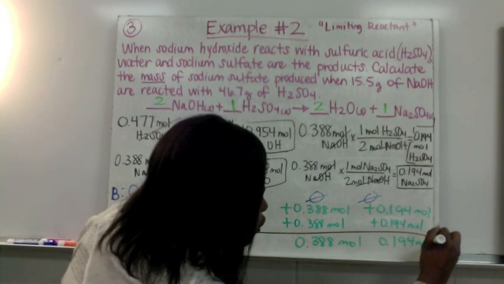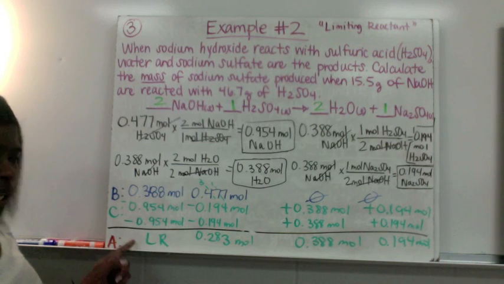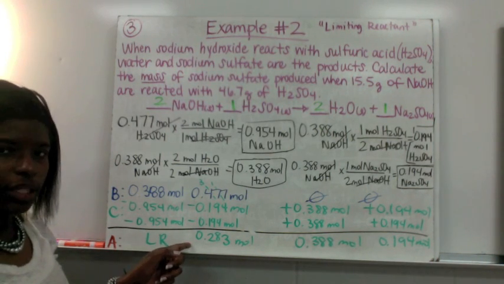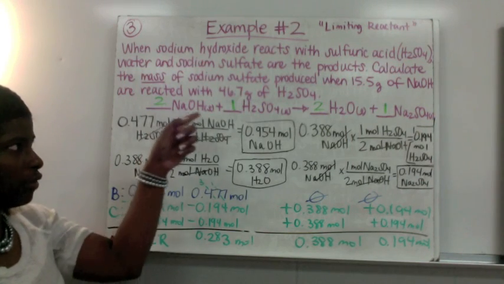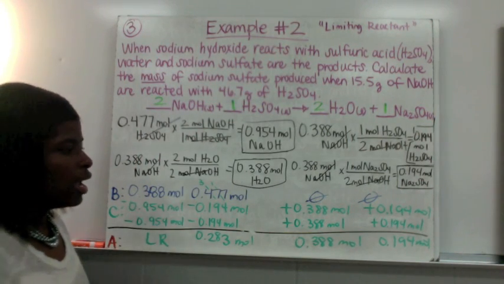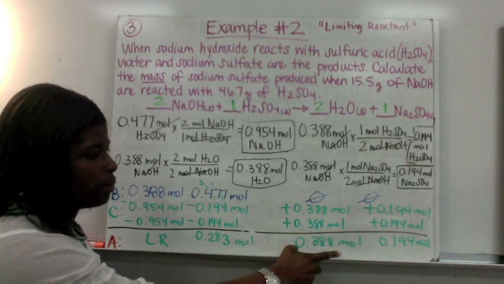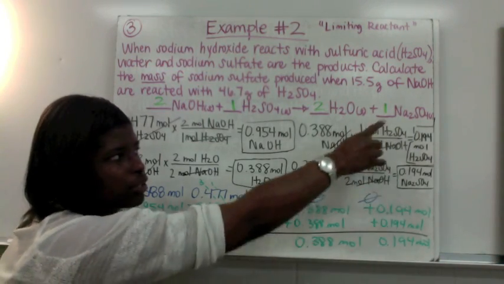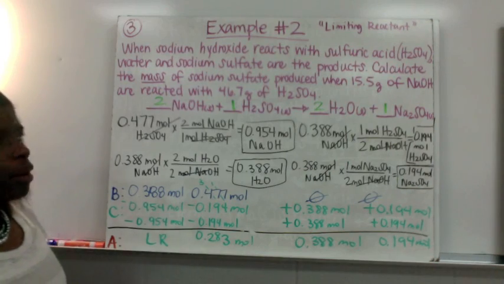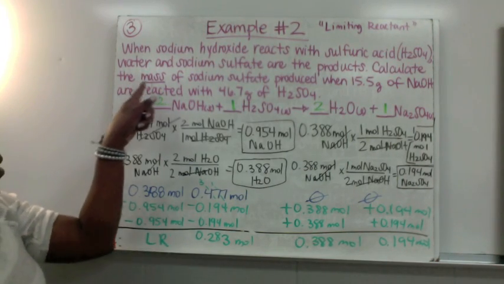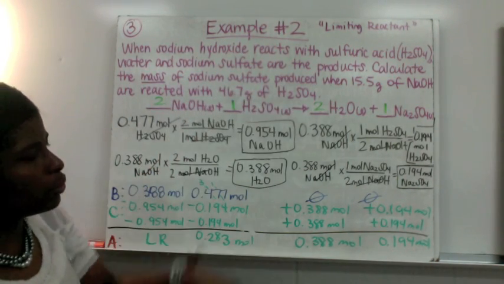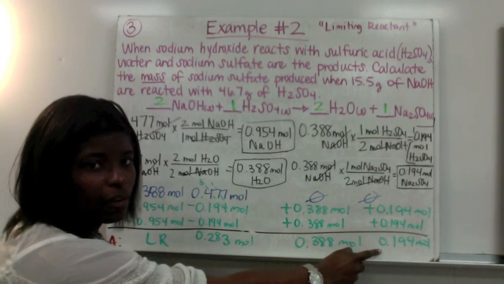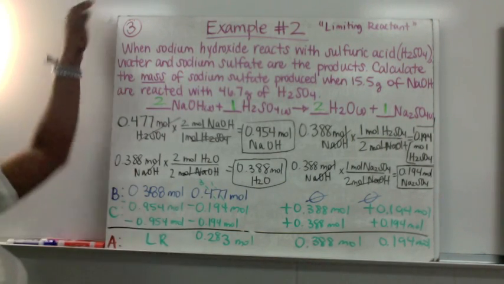for your after. So after the reaction has taken place, you don't have enough of your sodium hydroxide. You are left with 0.283 moles of sulfuric acid, and then you have 0.388 moles of water and 0.194 moles of sodium sulfate. But if you go back, the question says calculate the mass of the sodium sulfate produced. So you need to take your number for your sodium sulfate, which is 0.194 moles, and convert it to grams.